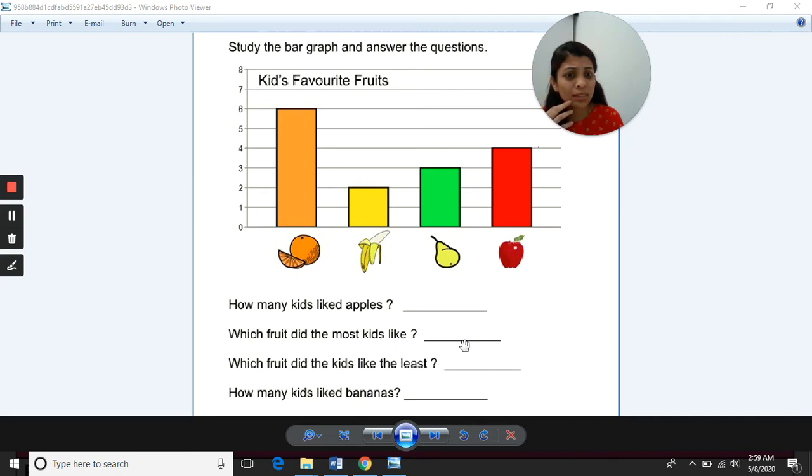Am I going to write a number over here? No, I'm going to write the word orange. So the fruit liked by the most kids is orange.